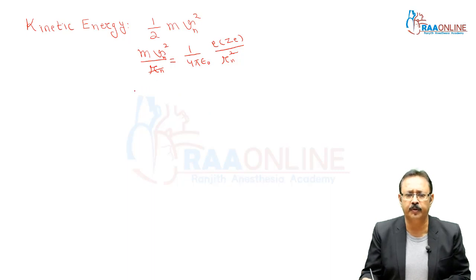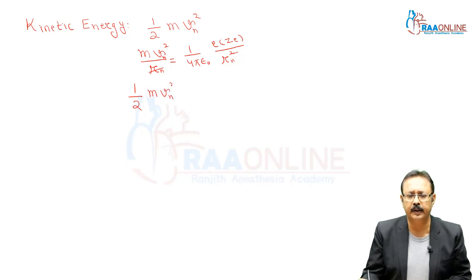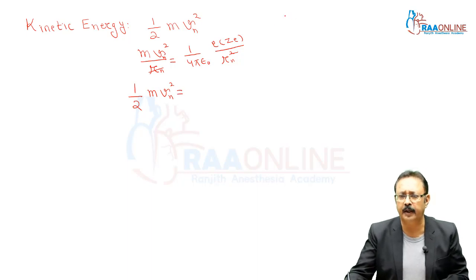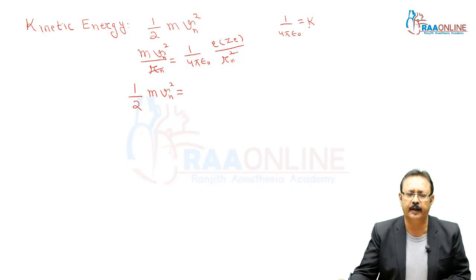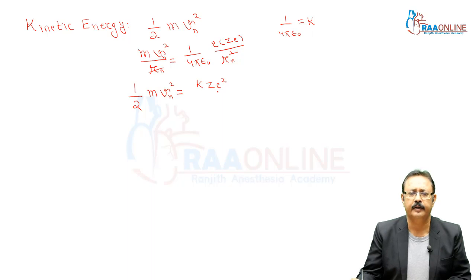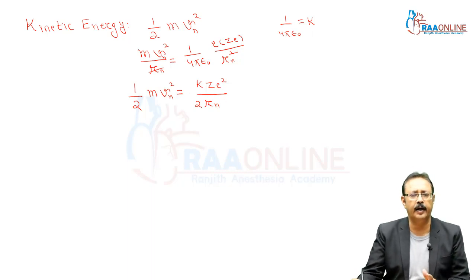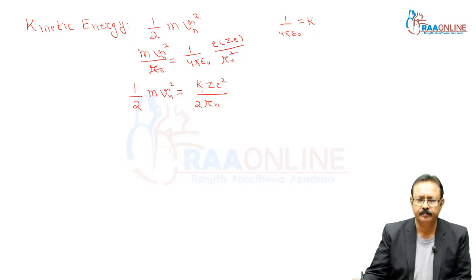Multiply both sides by 1 by 2. So half mvn square is 1 upon 4 pi epsilon naught. I am putting k, so it is easy to remember. Its value is 9 into 10 to the power 9. K ze square by 2 Rn. It is kinetic energy. We know Rn, so we can write it. It is the formula for kinetic energy.